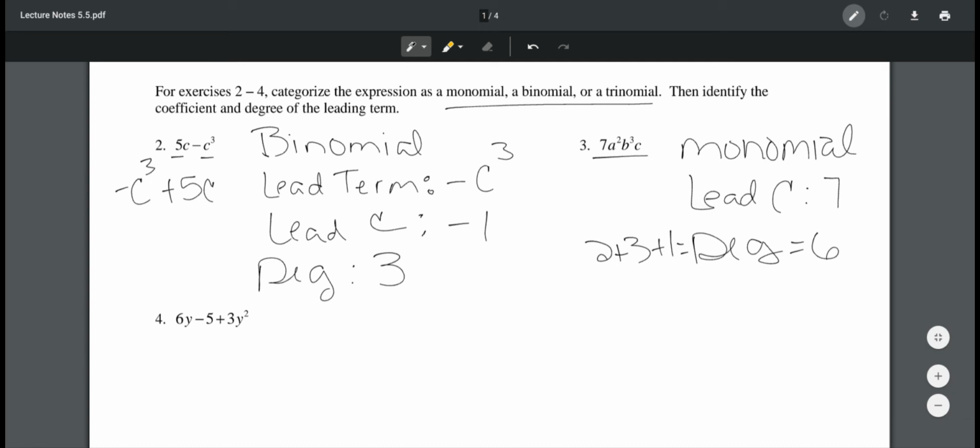Now, in the fourth example, the first thing I'm going to do is write it in descending order. So 3y squared plus 6y minus 5. That is a trinomial. It has 3 terms.